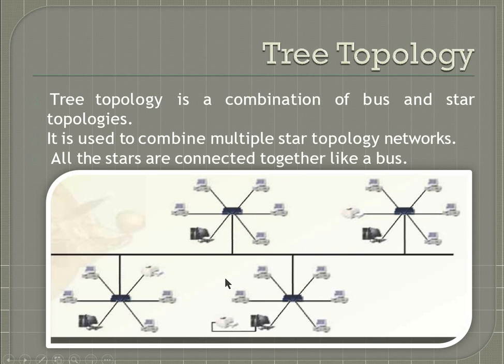So in tree topology, the main central hub is connected to the secondary hub, through which all devices are connected with each other. So tree topology is just like a parent-child relationship.